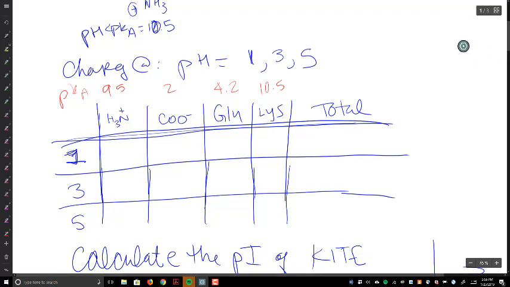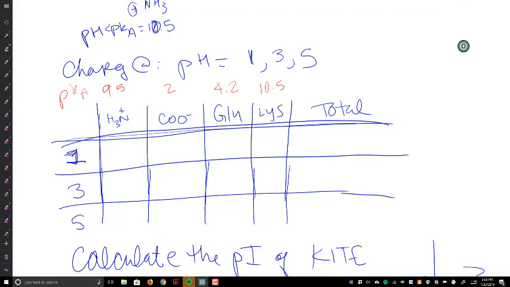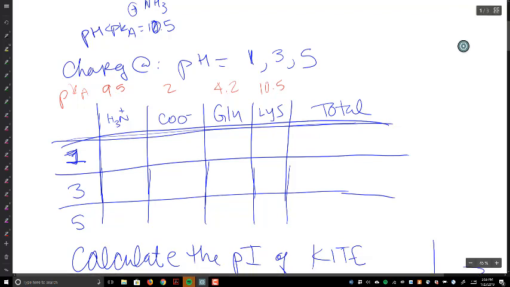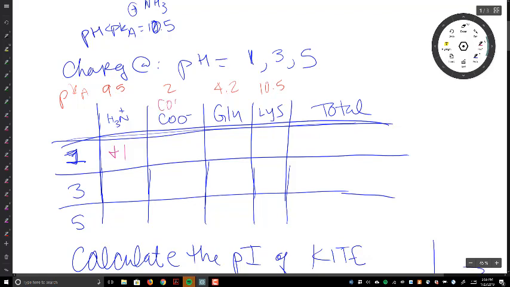Okay, so at pH of 1, would the amine be protonated or deprotonated? In this case, the pH is going to be less than the pKa, so it'll carry a charge of +1 because it's protonated. Now, let's take a look at the carboxylate. At pH of 1, the pH is less than the pKa, so the group will be protonated. But if you remember, the protonated version of a carboxylic acid, COOH, is neutral, so it will carry a charge of 0.